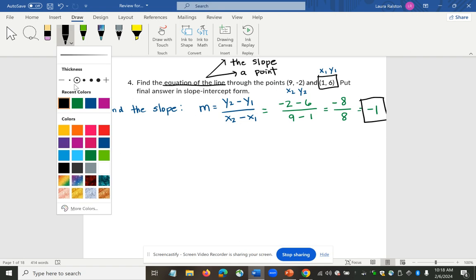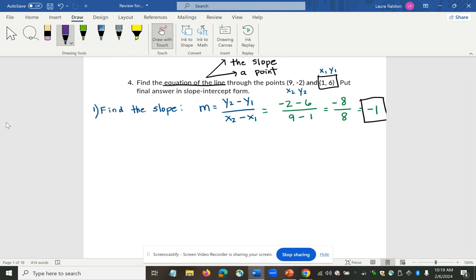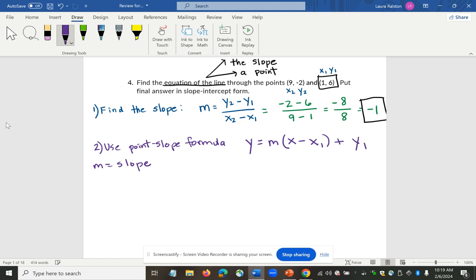After I find the slope and I have selected a point from the two that were given, then I'm going to use the point slope form, or formula if you will, to help me write the equation. So that formula is y equals m times x minus x1 plus y1. M is your slope, and x1, y1 is your point. And so again, it becomes a substitution problem into that formula. So I have y equals, my slope is negative 1 times x minus x1 was 1 plus y1 is 6.